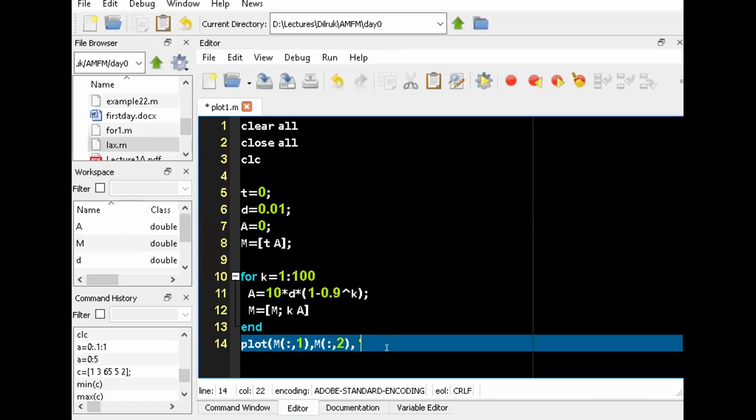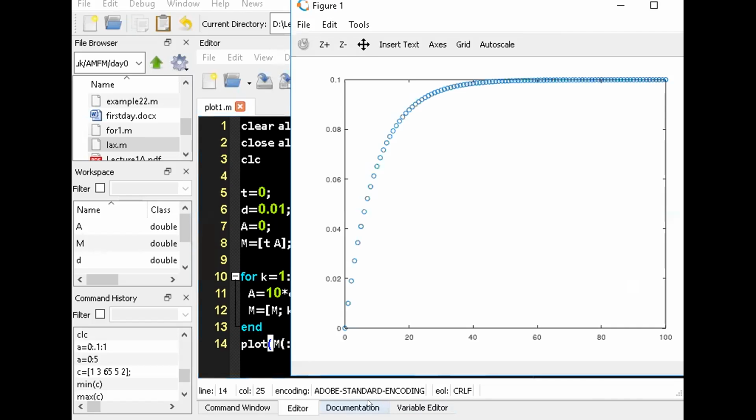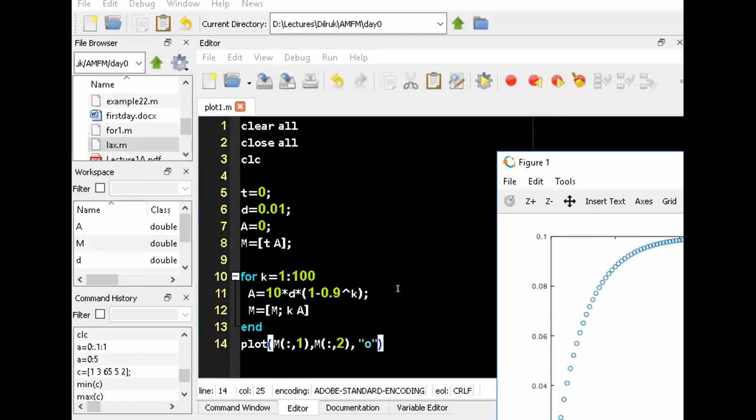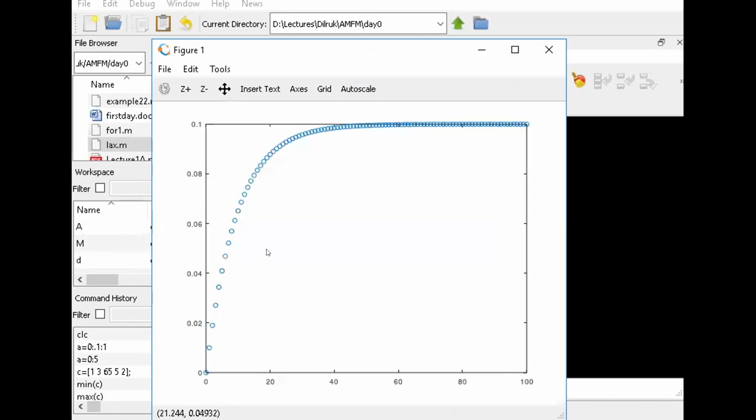Instead of using that, I will try double quotation marks inside. Let's see whether this is working. All right, thank you very much. Yes, it's working very well. So I have to use the double quotation mark. Earlier, that was the problem.